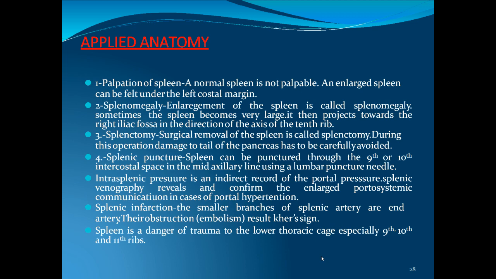Splenic puncture can be done through the ninth or 10th intercostal space in the mid-axillary line using a lumbar puncture needle, and intrasplenic pressure is an indirect record of the portal pressure. Splenic venography reveals and confirms the enlarged portosystemic communication in case of portal hypertension. Splenic infarction: the smaller branches of the splenic artery are end arteries. Their obstruction results in infarcts. The spleen is in danger from trauma to the lower thoracic cage, especially the 9th, 10th, and 11th ribs.